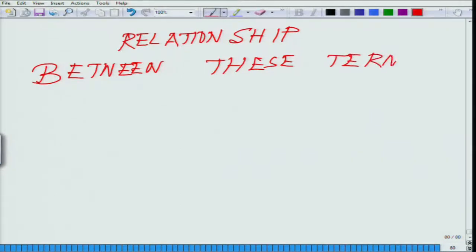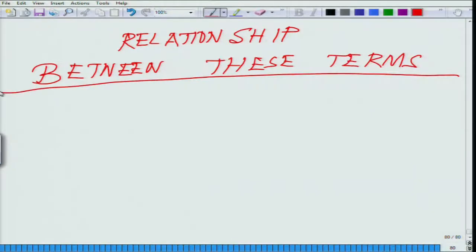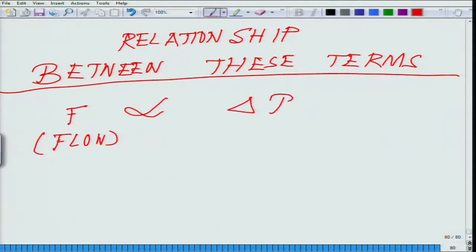Okay, let's talk about the relationship. The flow is proportional to, where F stands for the flow. Flow is proportional to change in pressure. Delta P is the change in pressure. This is the first relation. So, there will be more flow if the pressure gradient is more.